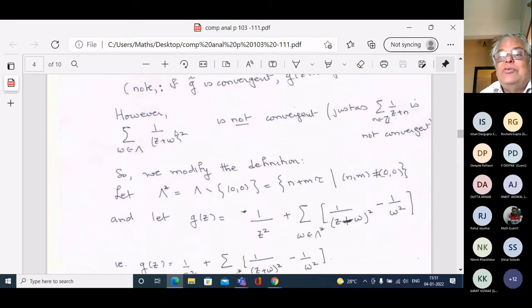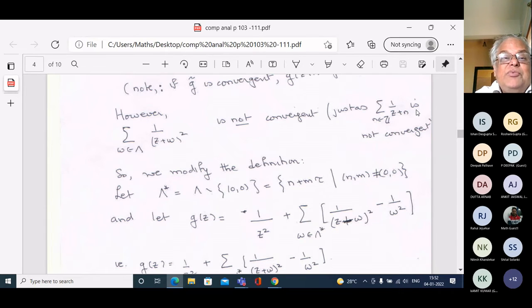But the exercise is that 1 over this is not convergent, just as summation 1 over z plus n is not convergent. Remember, that is a summation in one dimension, whereas this is a summation in 2 dimensions. Therefore you want to modify the definition, not in the same way, but essentially in the way that we had earlier.